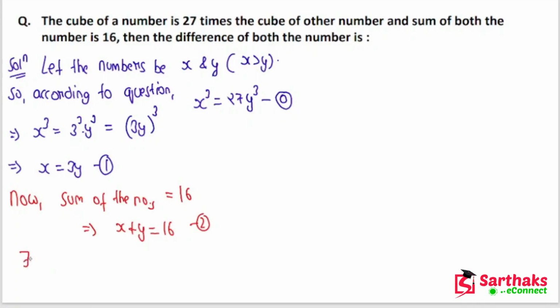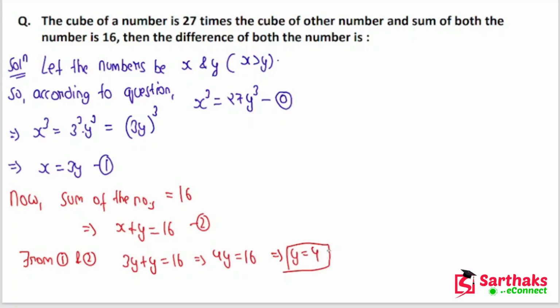From equation number 1 and 2, if you replace x with 3y, you will get 3y plus y is equal to 16, which implies that 4y equals 16. If you divide both sides by 4, you will get y is equal to 4. So clearly y is equal to 4. You have got one of the numbers. Now from equation number 1, x equals 3y. So x is equal to 3 into 4, which would be 12.